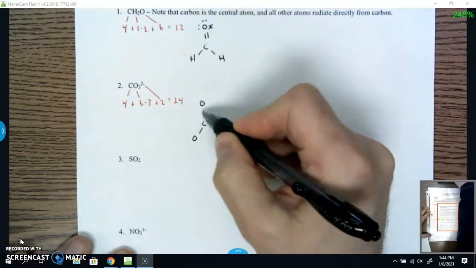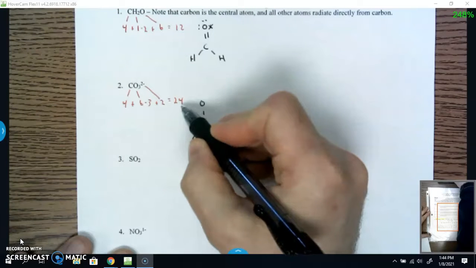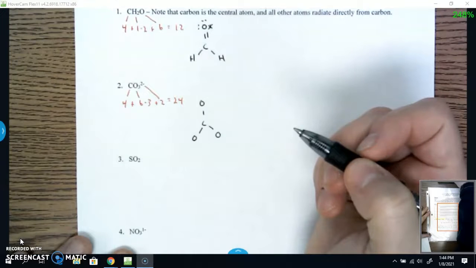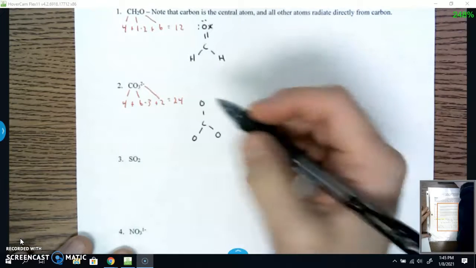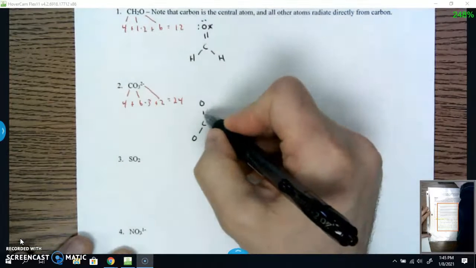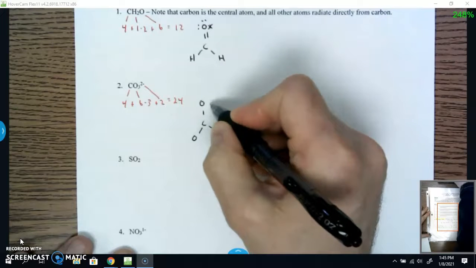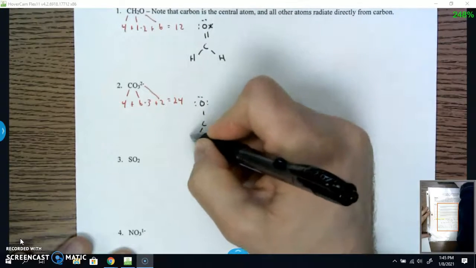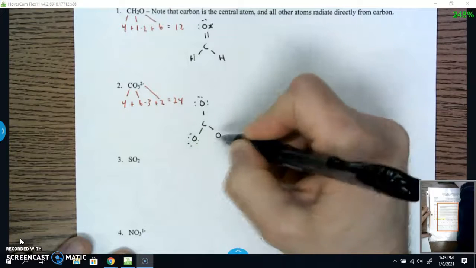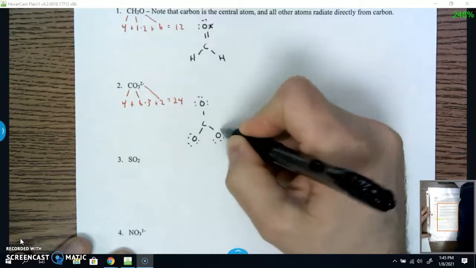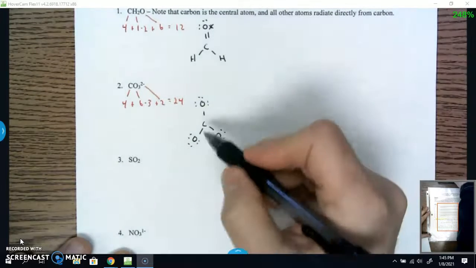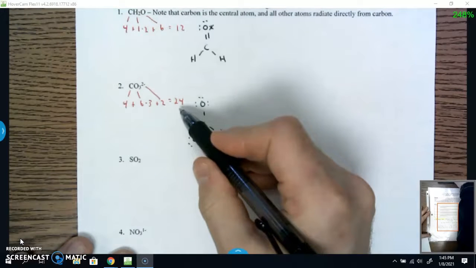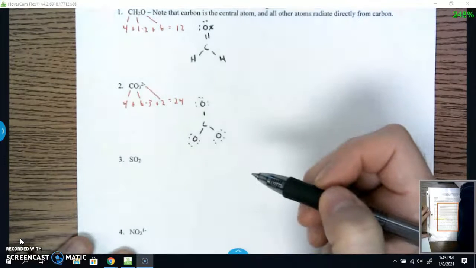I've used 6, but I want to use 24. Step number 3 says we're going to add 6 more electrons to everything, but never the central atom and not to hydrogen. So I start my counting at 2, 4, 6. I start my counting at 8, and I end at 24. So here's 8, 10, 12, 14, 16, 18, 20, 22, 24. Step 4. We've used 24 and we have 24 to use, so we have 0 leftovers.